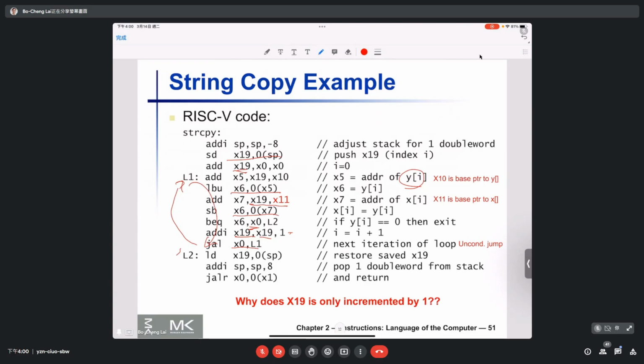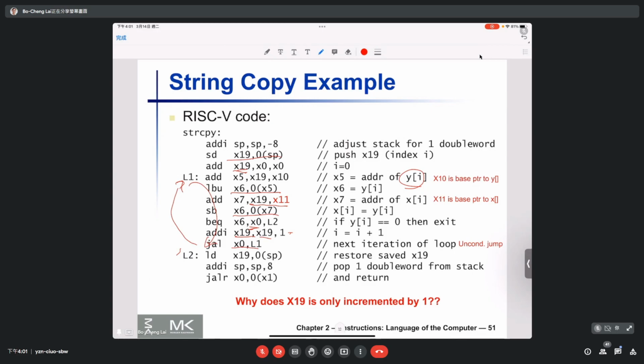Why is x19 only incremented by 1? How many bytes in a register? How large is our register? 64 bits, which is 8 bytes. So if each element is a double word, we have to jump 8 for each element. Each time we fetch the next data it is 8 positions later, so why is it only incremented by 1 here?